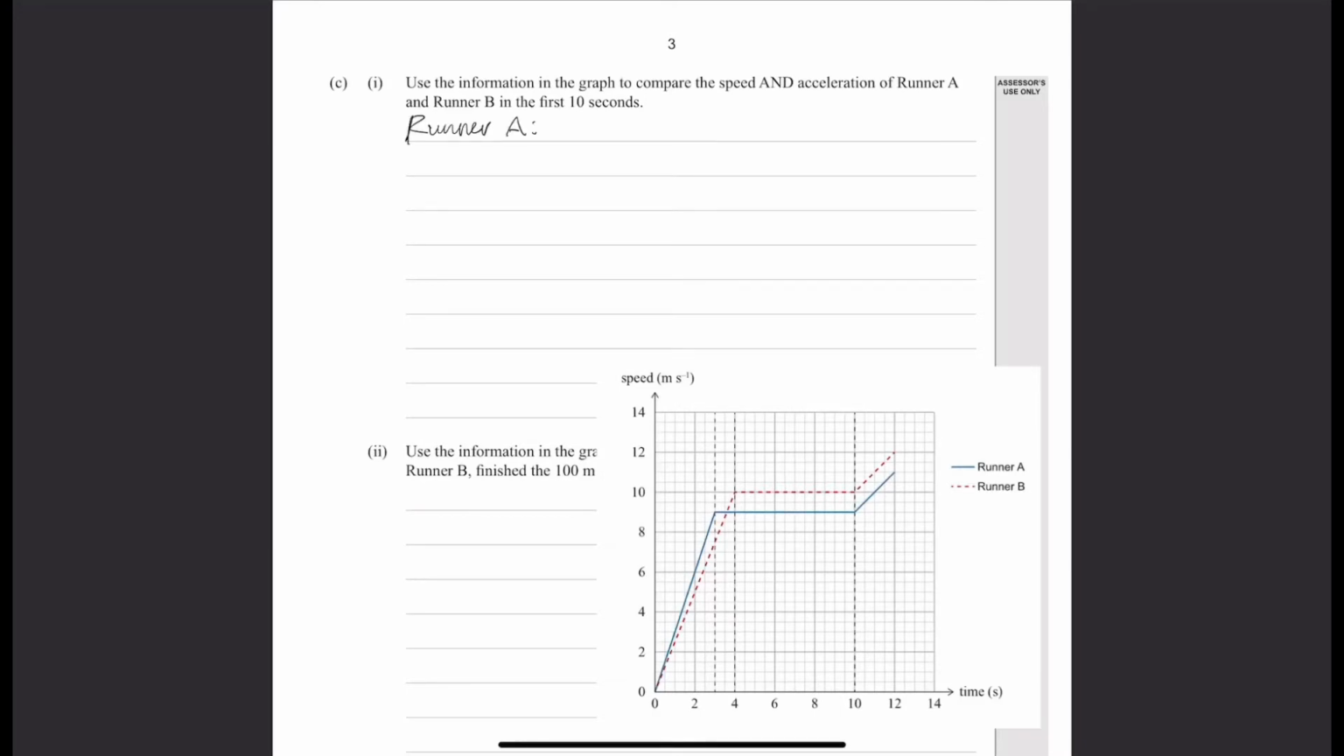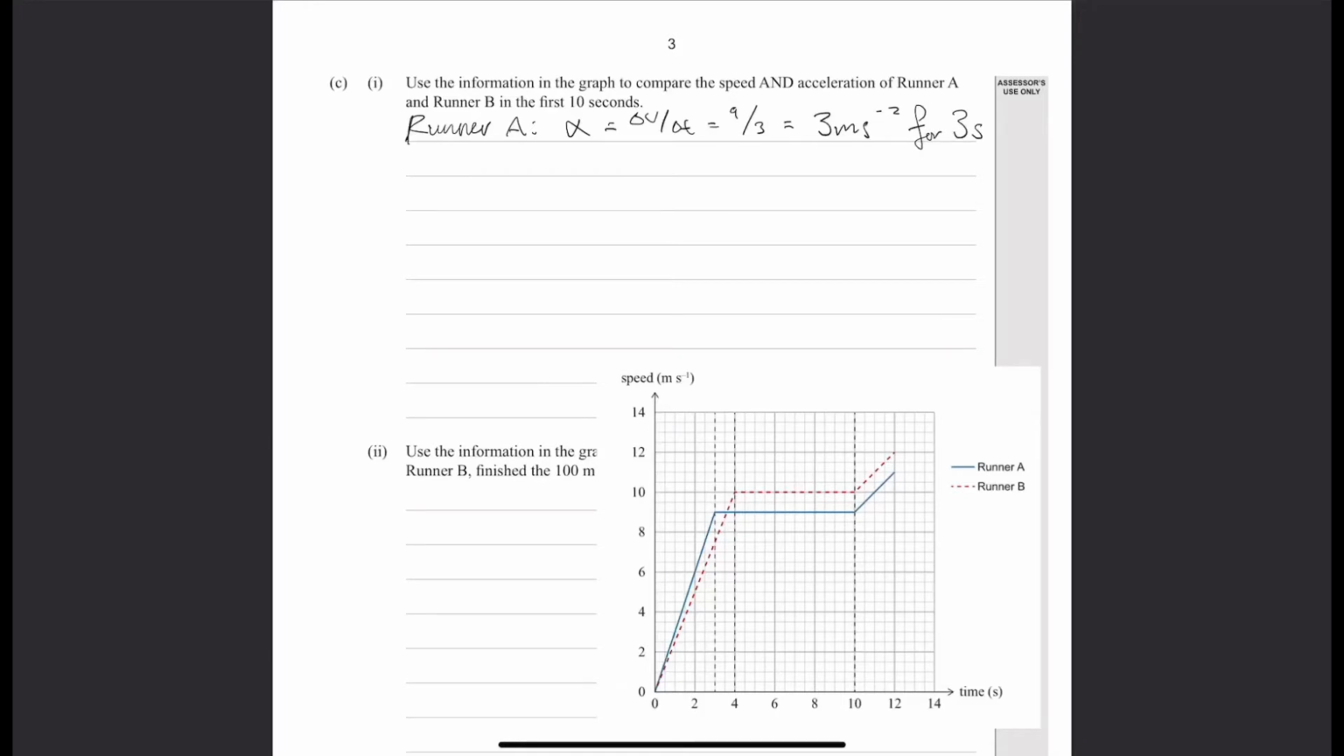So I'm going to start off with acceleration. Now, we've calculated this in the previous question, but I'm still going to put down my full working just to be sure I don't make any silly mistakes. It's going to be a change of 9 over 3 equals 3 meters a second squared. Now, whenever we make a statement for velocity and or acceleration, I'm going to say for how long. So we know that A accelerated for 3 seconds.